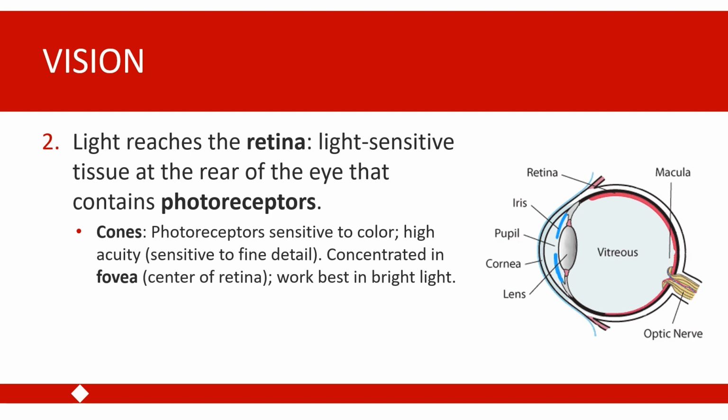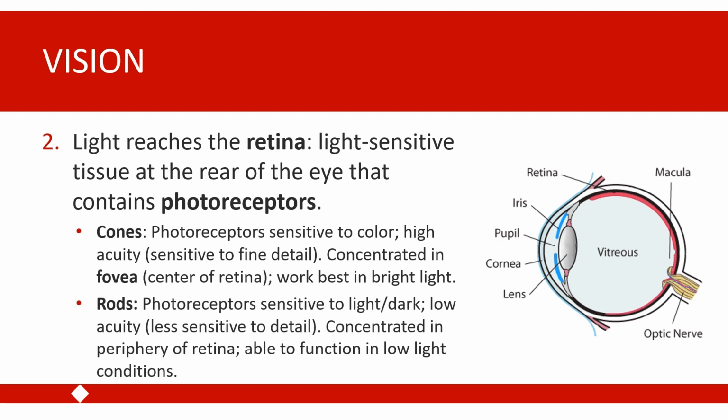Our cones have high acuity, so this means that we are able to perceive fine detail, and our cones are concentrated in the fovea, or the center of our retina. And our cones work best under conditions of bright light.